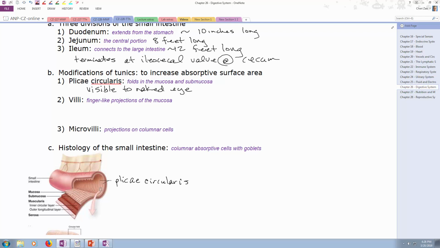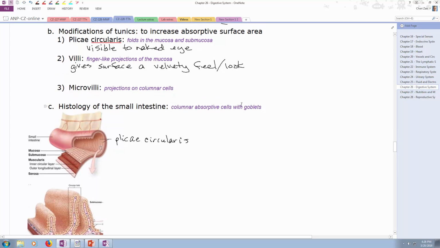Now villi aren't visible in a way that you can actually recognize to the naked eye, but they give the surface what feels like and looks like a velvety appearance. In the middle of these projections, because the villus is a projection, are capillaries, blood capillaries, and lacteals.